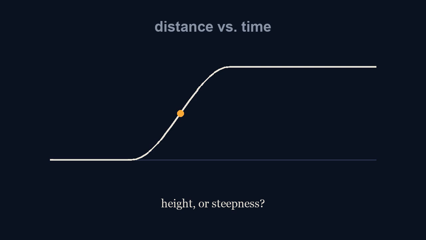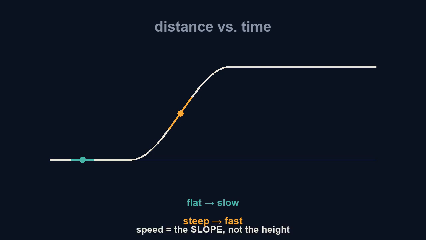Here's a car's distance over time. Right at this instant, is the car's speed the height of the graph, or the steepness of the graph? Lock in your guess. 3, 2, 1. Steepness. Always steepness. Here, the graph is flat, so the car's barely moving, even though it's already gone a fair way. Here, the graph is steep, so the car is flying, even though the height hasn't changed much yet.